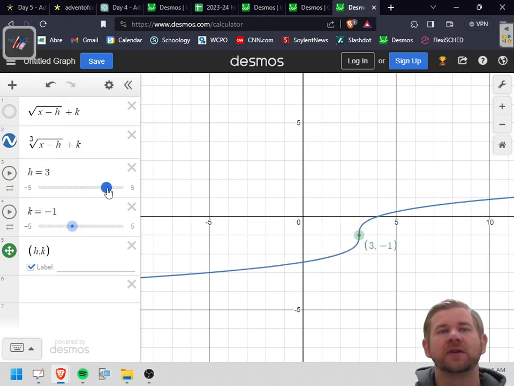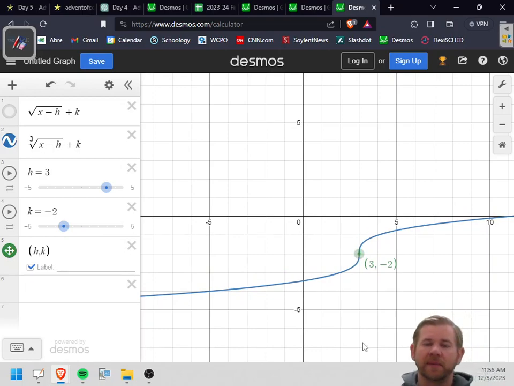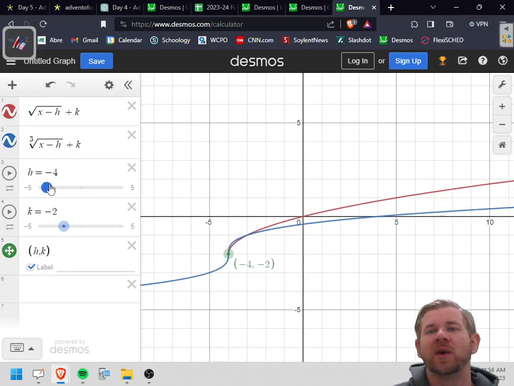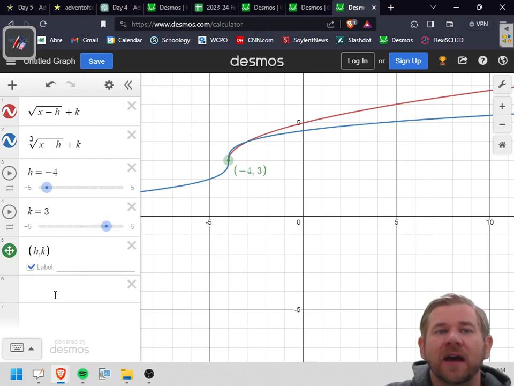h is 3, so 1, 2, 3 goes right 3, and then k is -2, so right 3, down 2. We're going to make all of our graphs based on the idea of translations, and notice they move the same way. All functions move the same way. If you want to see, I'll just make up a function.